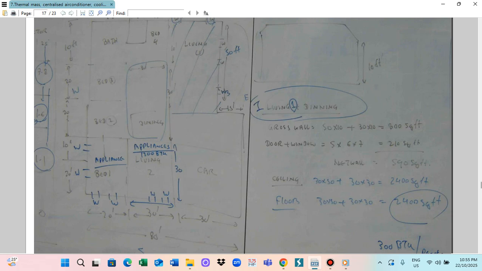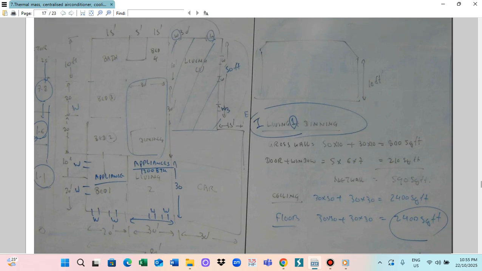So there will be the gross wall area. The wall is only here. This side is 50 feet in length, and this side is 30 feet. 50 is the length and the height is 10, so 50 multiplied by 10. This is for the living area. And another one will be this side, 30 multiplied by 10. Then the total gross wall area is 800 square feet.